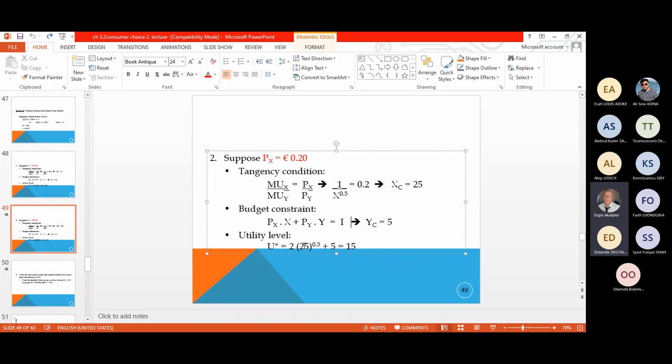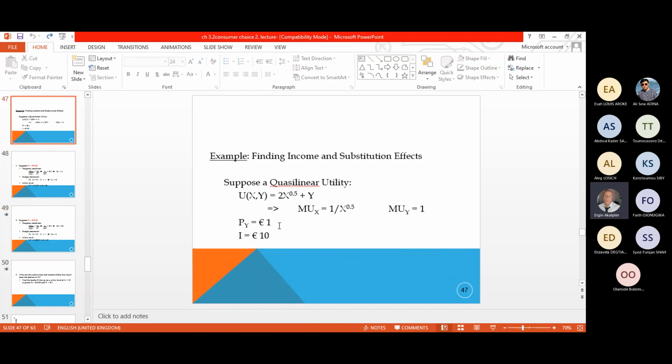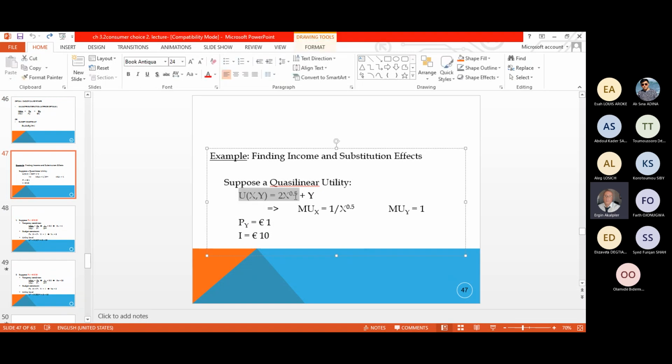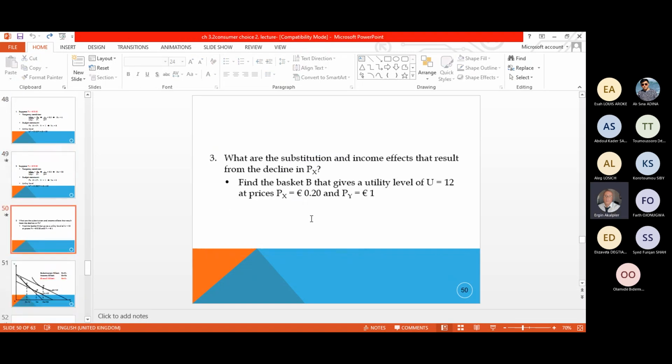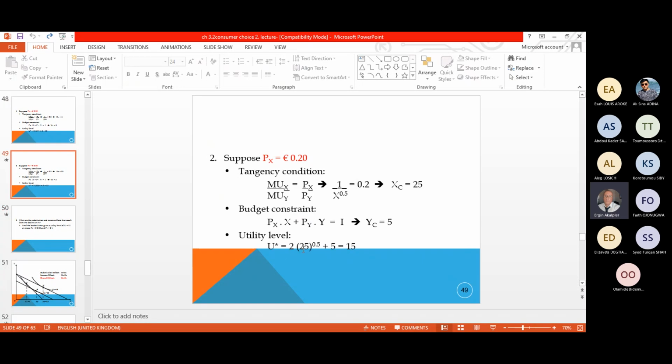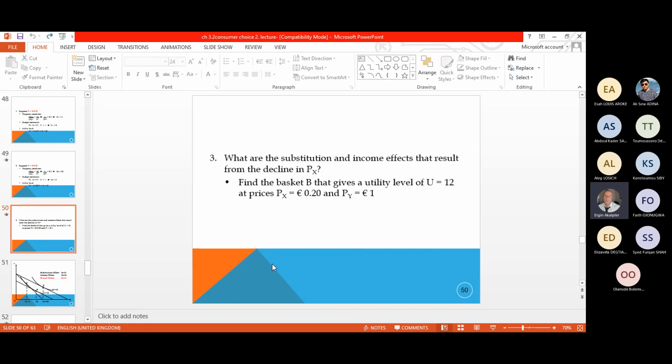Okay, my dear. Now we are going to substitute into the utility function. The utility function is this one, 2x to the power of 0.5 plus y. We put in 25 to the power of 0.5, which is 5. 2 times 5 is 10, plus 5 is 15. Then the utility is 15. Okay, let's put it on the graph then.